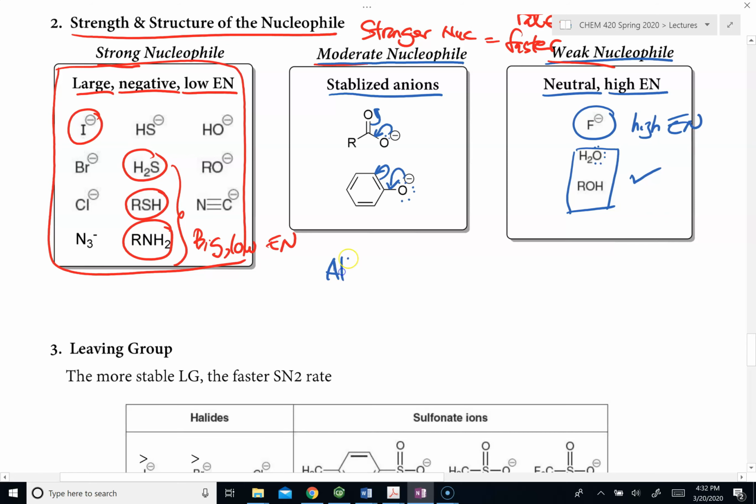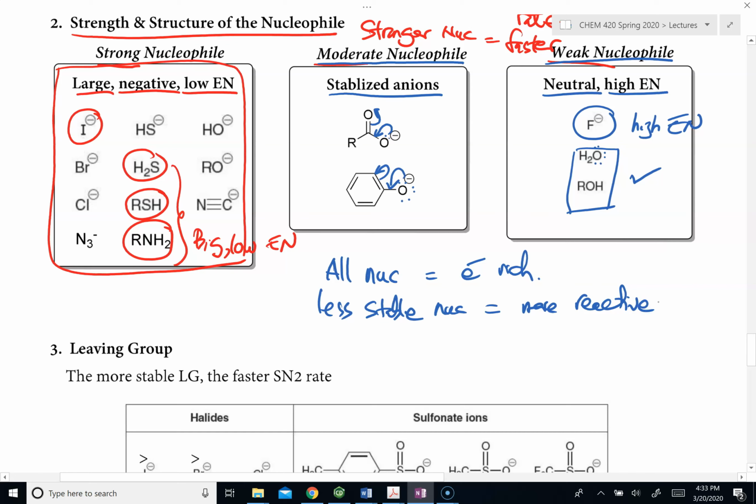All nucleophiles are basically rich in electron. And the less stable the electron on the nucleophile, the more reactive the nucleophile would be. So less stable nucleophile equal to more reactive.